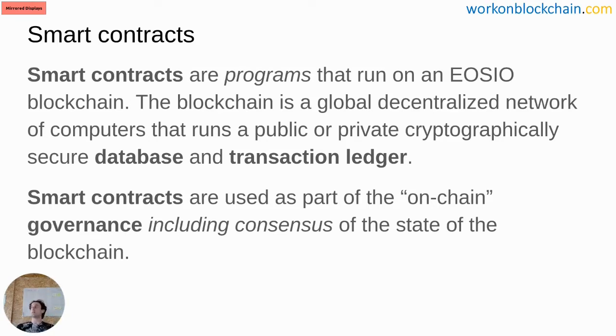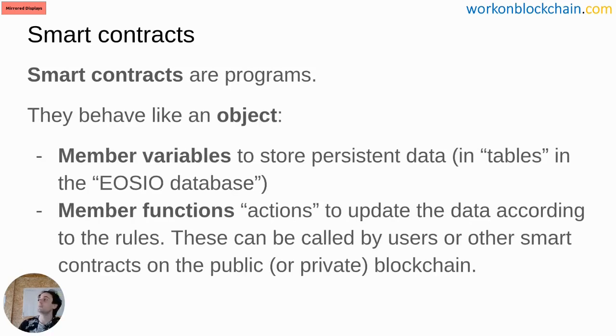And what's quite different about EOSIO compared to Bitcoin and Ethereum is that smart contracts themselves define the contract. They're used to configure the chain itself. That's called on-chain governance. And they define the consensus. So we're going to see a bit more about that as well.